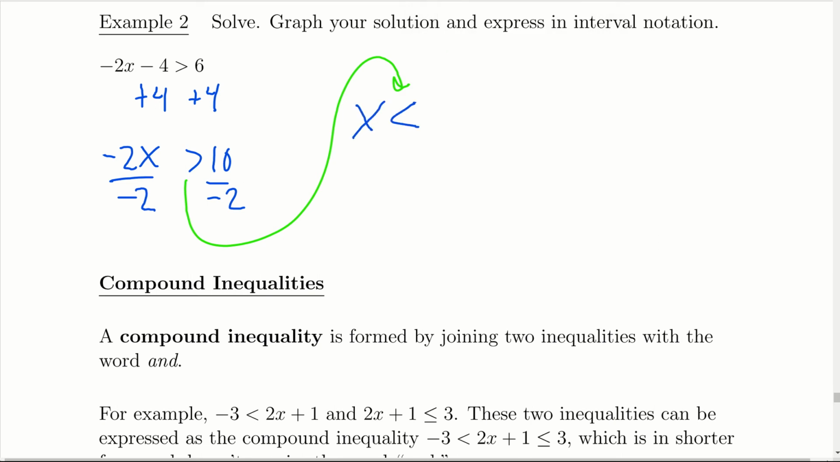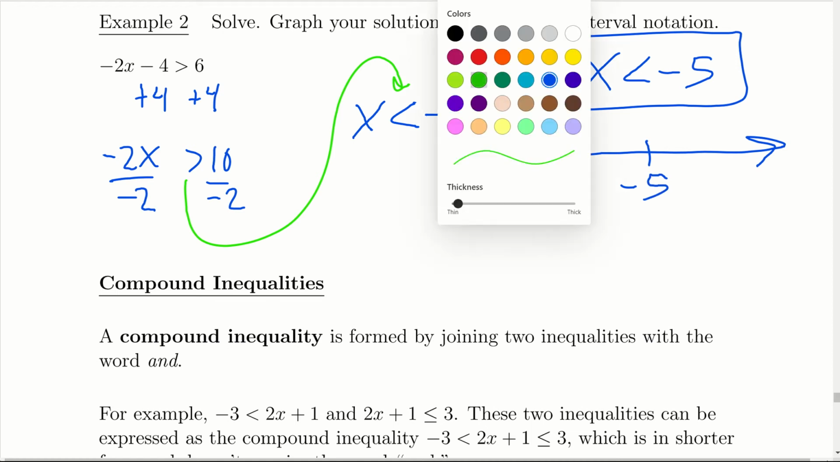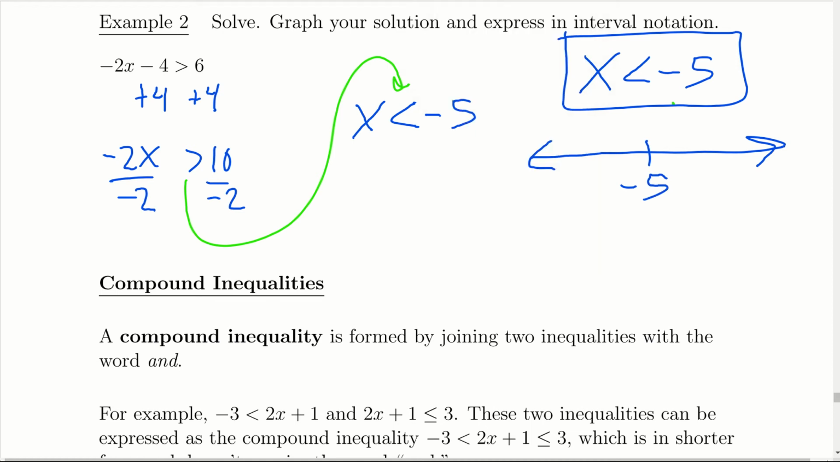So instead of having a greater than, we're now going to have a less than. We get x is less than negative 5. So the solved inequality is x is less than negative 5. We can go ahead and graph this. You don't have to plot all of the numbers, but somewhere on the number line, you're going to have negative 5. Less than means go to the left, and once again, it's not going to be included. So you can either do an open circle like this, or if you prefer, you could even do it with a parenthesis.